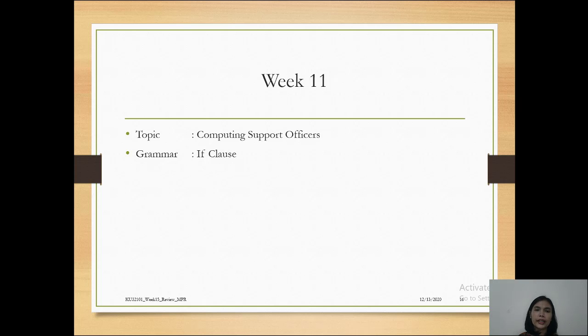In week 11, the topic was computing support officers, the people behind the support of the computer. We also discussed the grammar of the if clause. There are three types of the if clause: type 1, type 2, and type 3. I think you have learned about the difference between type 1, type 2, and type 3.